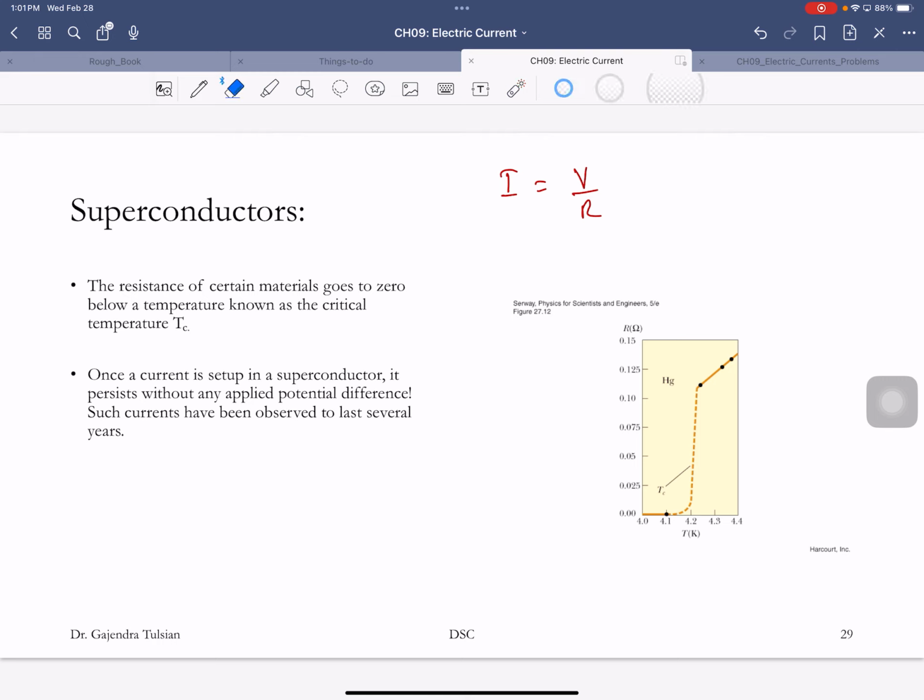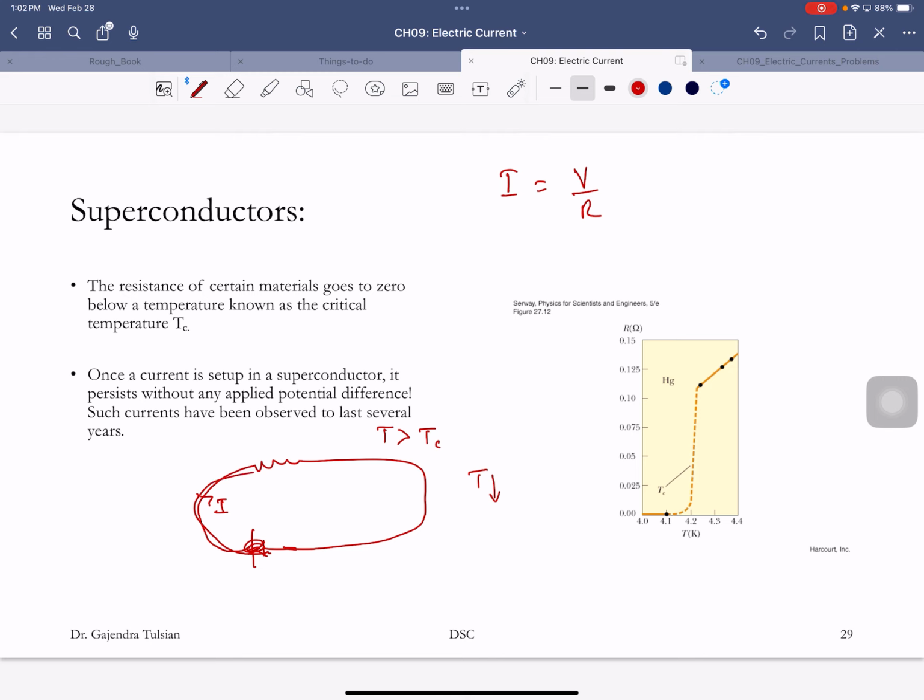Okay, so in such wires, here's a battery, and now the wire is above the critical temperature. You pass a current through it, and then you start cooling it down. So decrease the temperature, and once the temperature goes below the critical temperature, you can remove the battery and the current will still keep flowing.